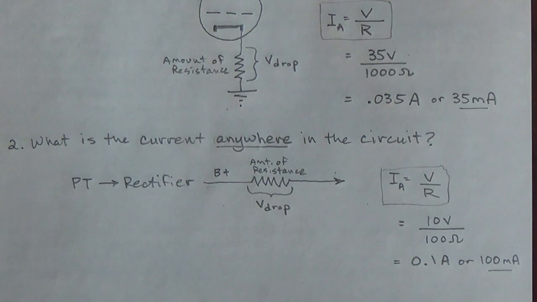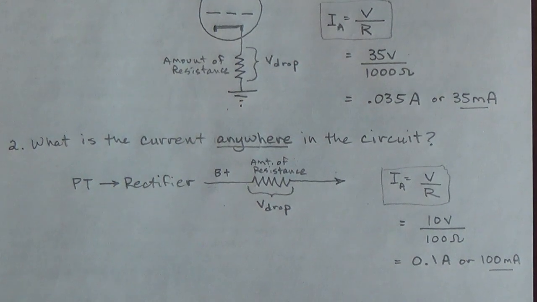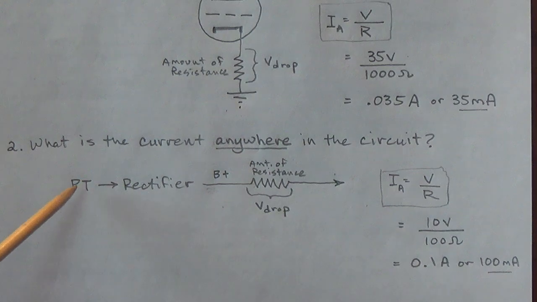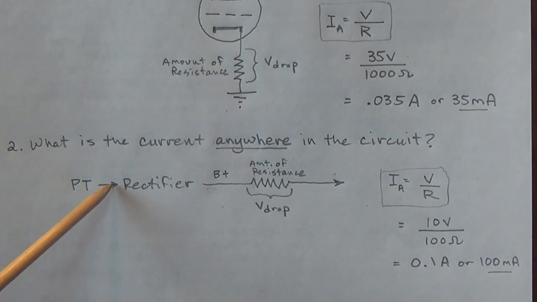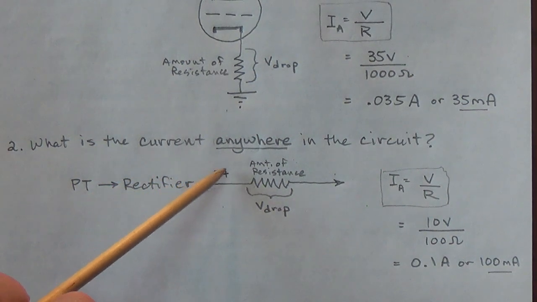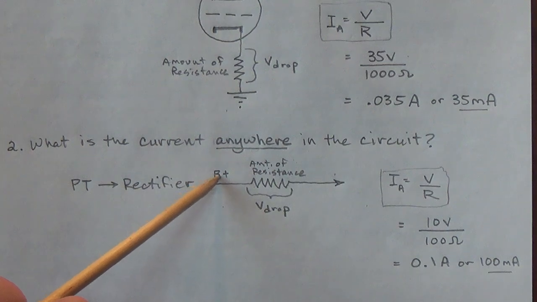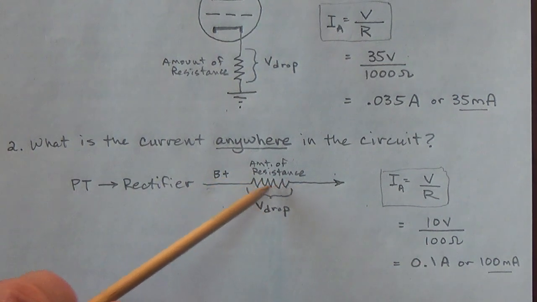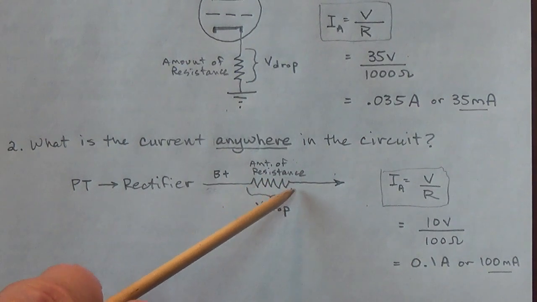Pick out any spot in the circuit and you're wondering, what is the current in this particular area of the circuit? Well, just find the closest resistor, and let's look at our diagram here. Our power transformer puts out our AC high voltage. The rectifier turns it into DC high voltage, which we call the B+. And anywhere in the circuit where there is a resistor, we can measure the voltage drop across the resistor.